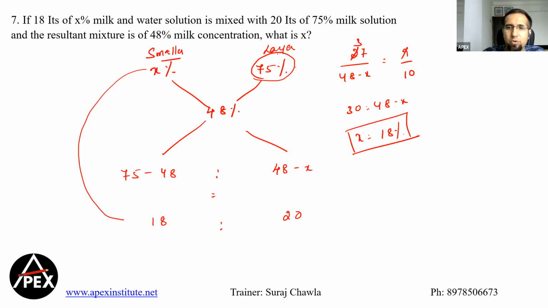18 is to 20 is 9 is to 10. Quantity is 4 is to 3. The ratio that you get in alligations is the ratio in which you are mixing them. That is the ratio of N1 is to N2, 4 is to 3.